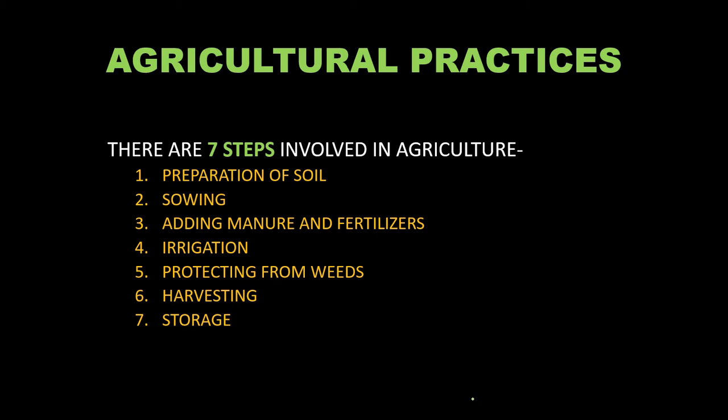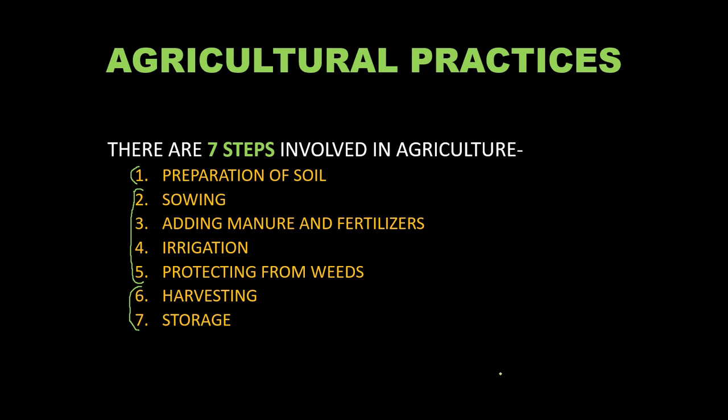Then in the next video, we will learn about steps 2, 3, 4 and 5. They are sowing, adding manure and fertilizers, irrigation and protecting from weeds. After these, in the last part video for this chapter, we will learn about step 6, that is harvesting, and 7, storage. The reason why I have divided these steps in 3 videos is that step 1 is a preparatory step, that is before the crop is planted in the field.